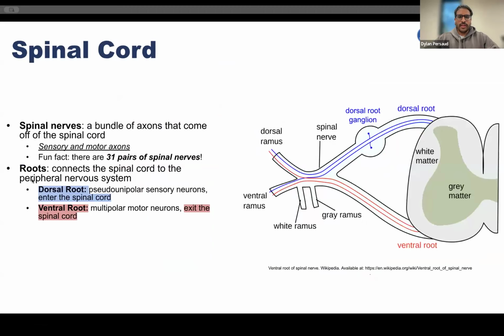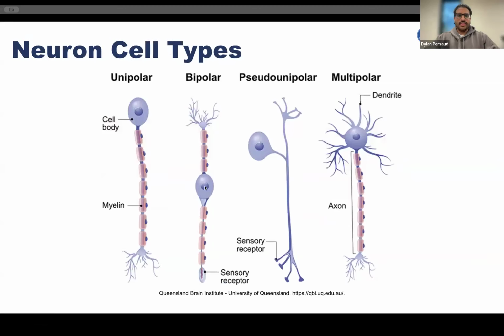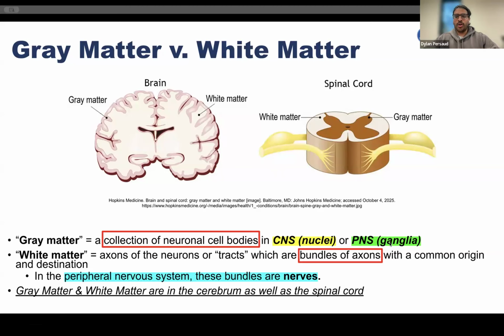So remember, if we can go back, the cell bodies that are all clustered together form the gray matter. And the gray matter, depending on if you're in the CNS or the PNS, the central versus peripheral nervous system, in the central nervous system those collections of cell bodies are going to be called nuclei. Whereas in the peripheral nervous system, they're going to be called ganglia.